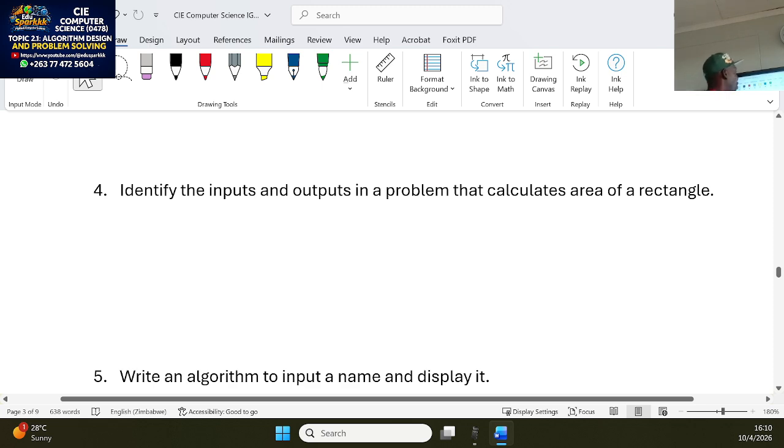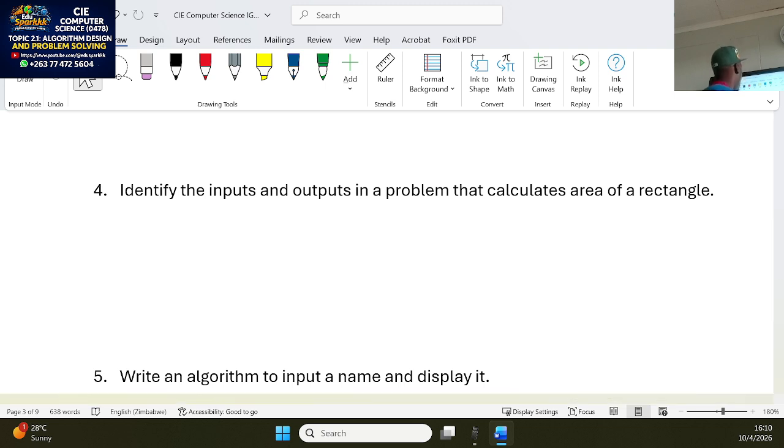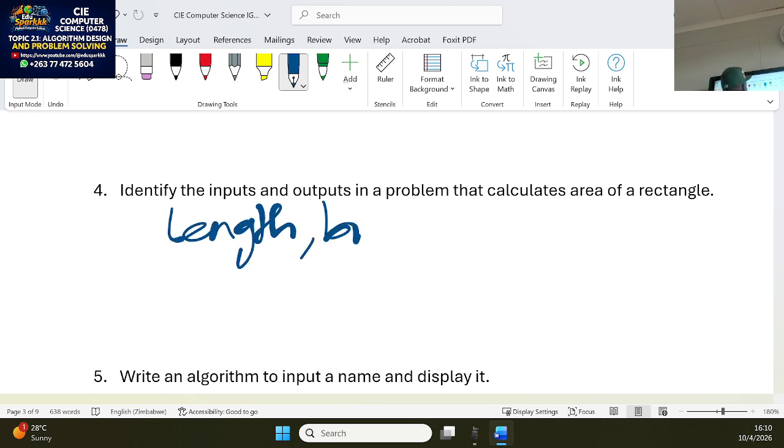Then identify the inputs and outputs in a problem that calculates the area of a rectangle. So the inputs are going to be the dimensions that you want, which are length and breadth. These are the dimensions of the shape. Then the output obviously is going to be the calculated area itself.